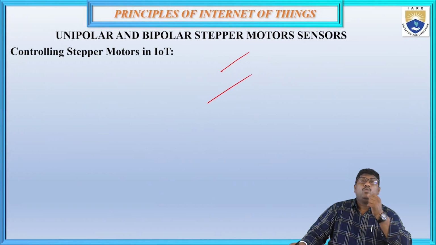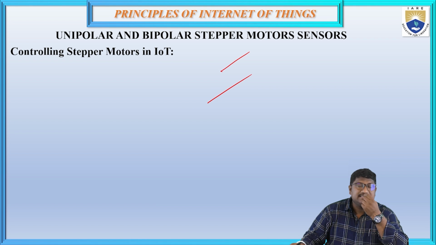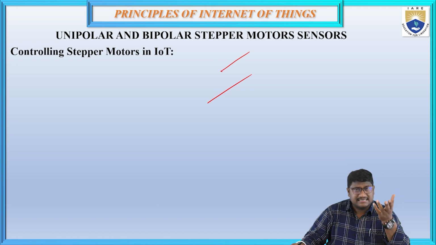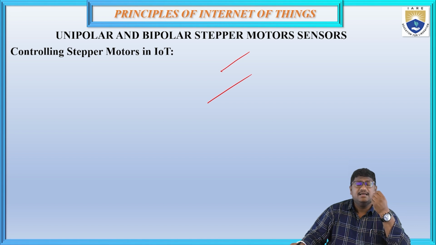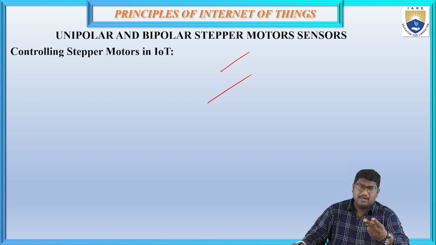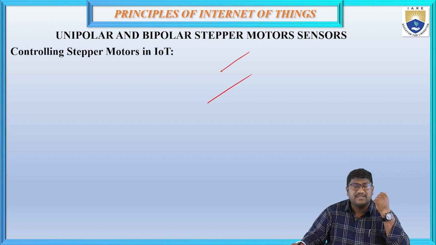Right. What do we need to know about the stepper motor? You have already seen what a stepper motor was in the previous slide, and after that I started discussing the types of stepper motors: two types, unipolar and bipolar. Now you need to know how we are going to control these stepper motors in IoT, in the Internet of Things.